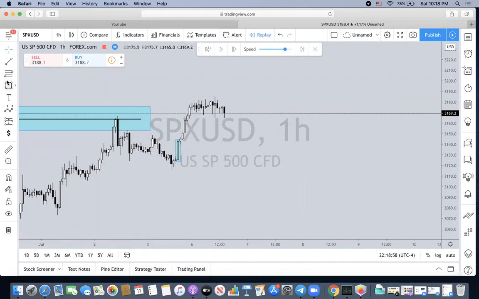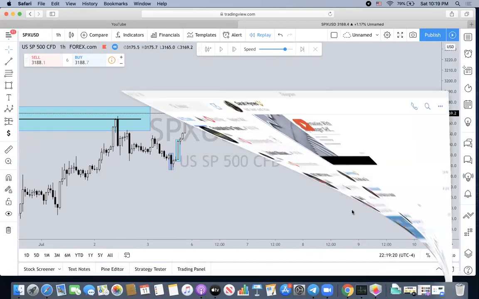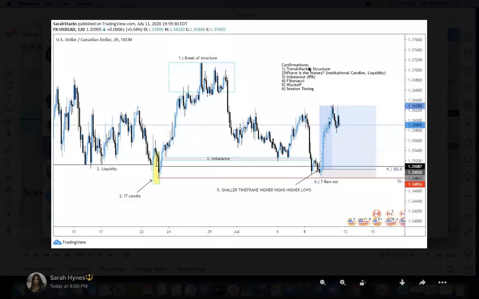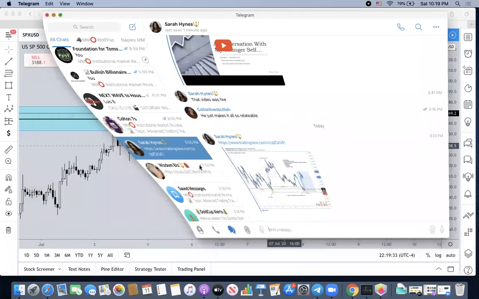Not only to end off Friday did they print this, and I'm going to change this color. This is number 3 on the confirmation checklist that we're about to go into now. Everything else has been bigger time frames. Let me go back to Telegram: for the trend, market structure, where's the money, liquidity, institutional candles, and imbalances. We were just doing imbalances, institutional candles. So that's what I'm going to show you guys now.